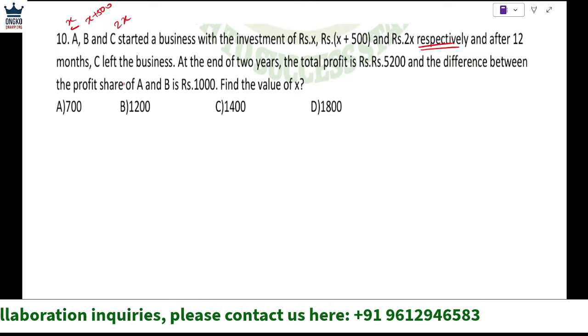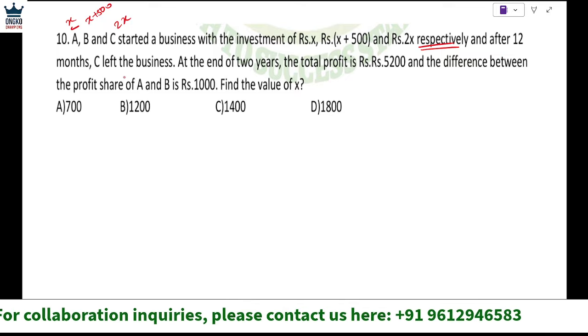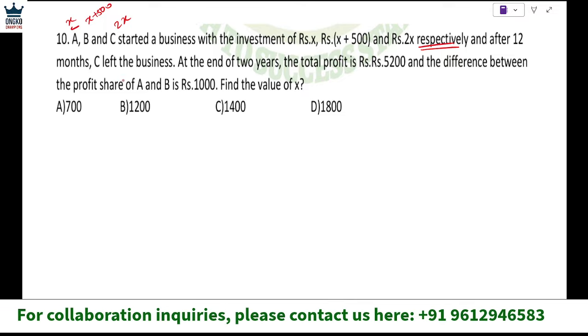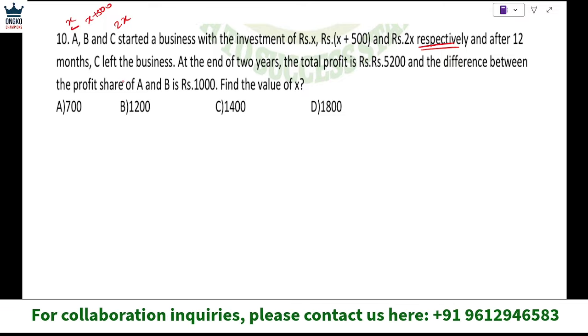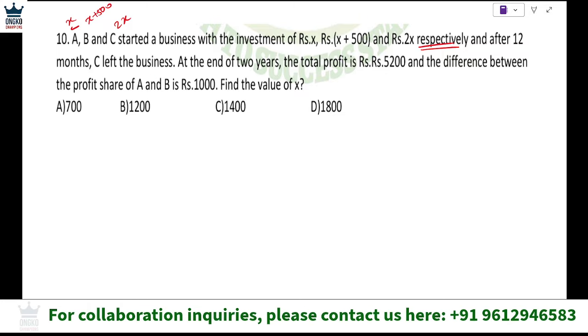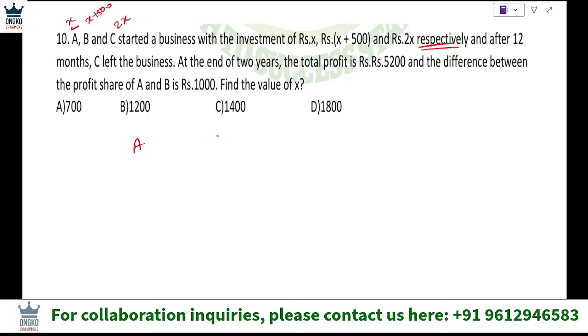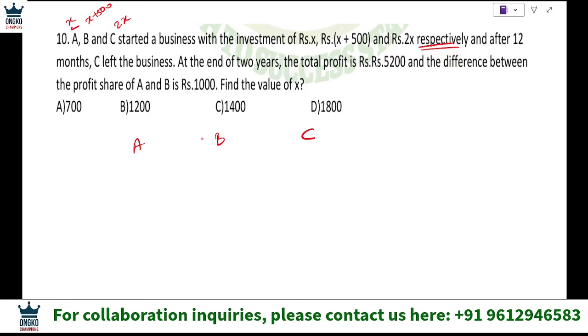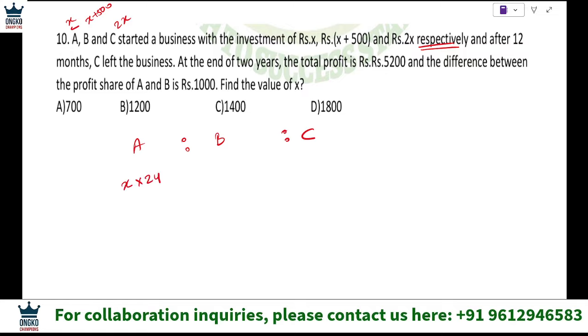And after 12 months C left. That means C invested for only 12 months. At the end of 2 years, that means they invested for 2 years. So what is the ratio of A, B and C? A invested for 24 months. That means the X capital for 24 months, because 24 months is 2 years, right?